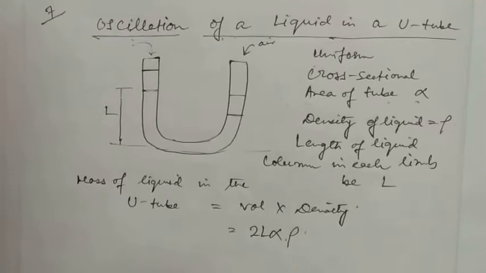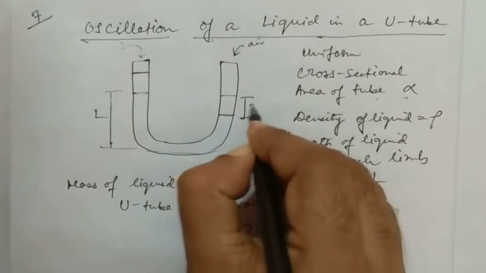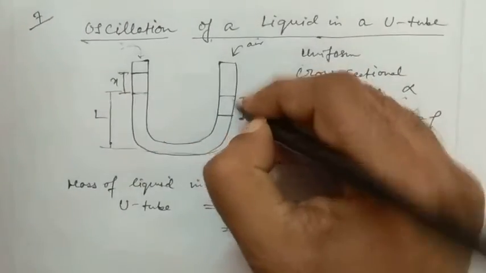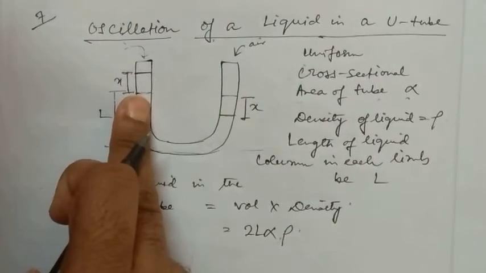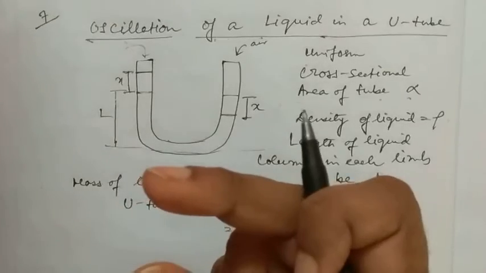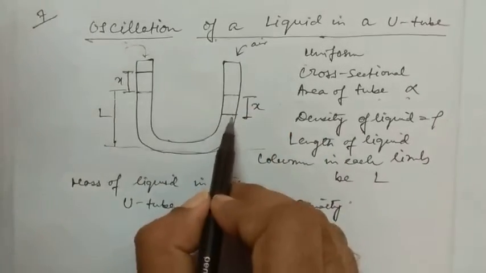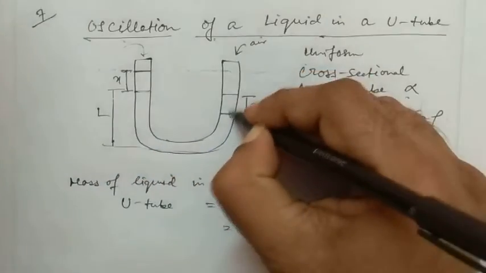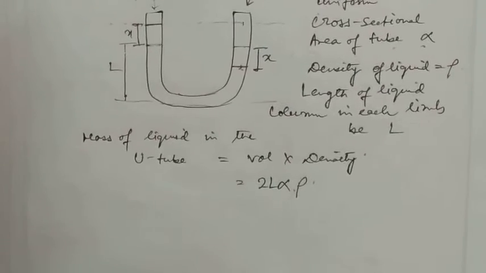Now suppose the liquid level in one limb is depressed by a distance x. So in the other limb it will rise a distance x. Depression of x leads to an increase of height of x in the opposite limb. Now what is the difference in the height of the liquid levels in the two limbs? It is x plus x. So if we draw an imaginary line here, the difference between these two lines is 2x. So the difference in the height of the liquid in both the limbs becomes 2x.